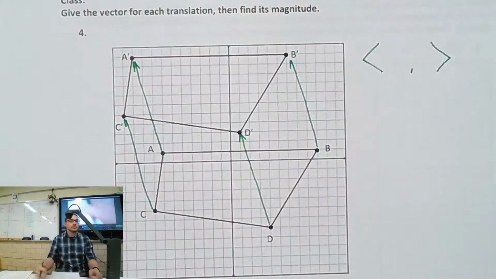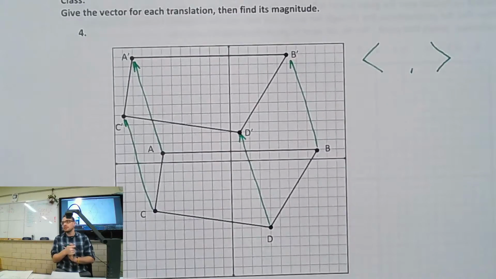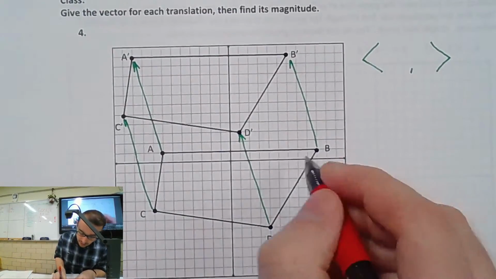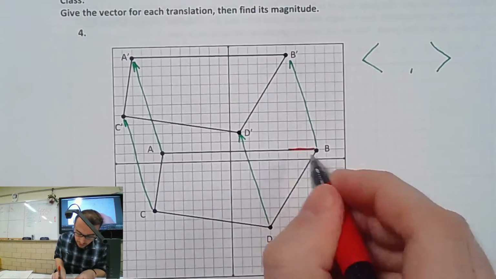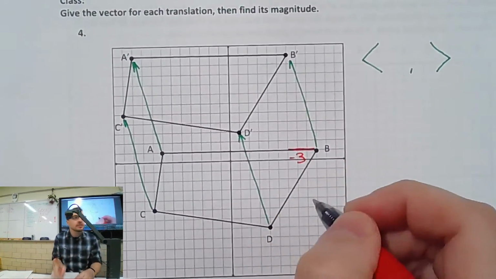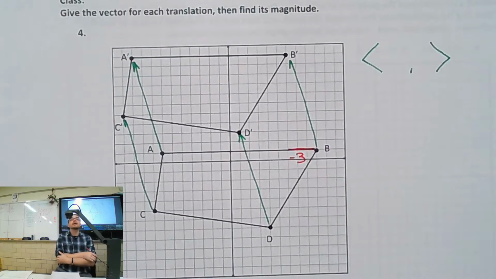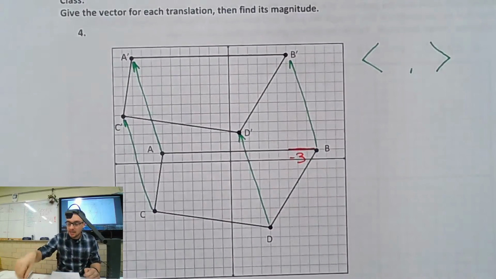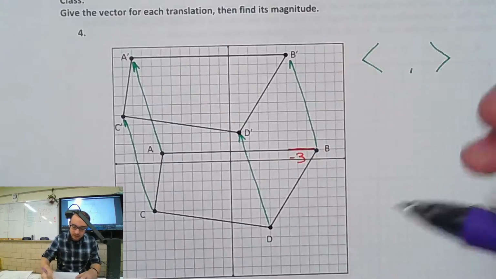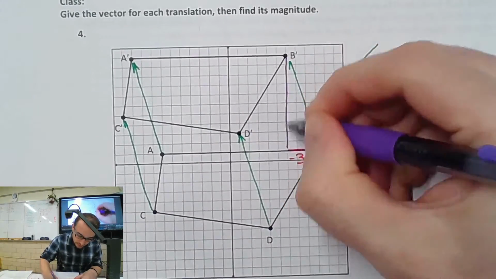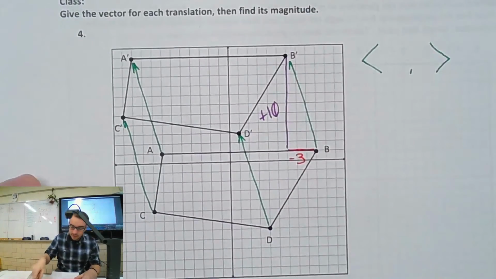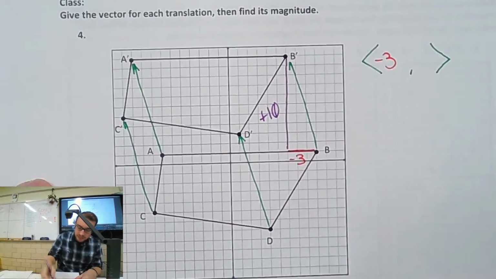Well, they're all the same, right? Because it's a slide. Everything gets moved the same amount. So we're going to go 3 to the left. And again, direction matters here. We're starting from B going to B prime. So 3 to the left. I guarantee someone's going to do it the other way. Direction matters. And then we're going to go up 10, it looks like. Good job. So that means the vector that we applied was negative 3, 10.